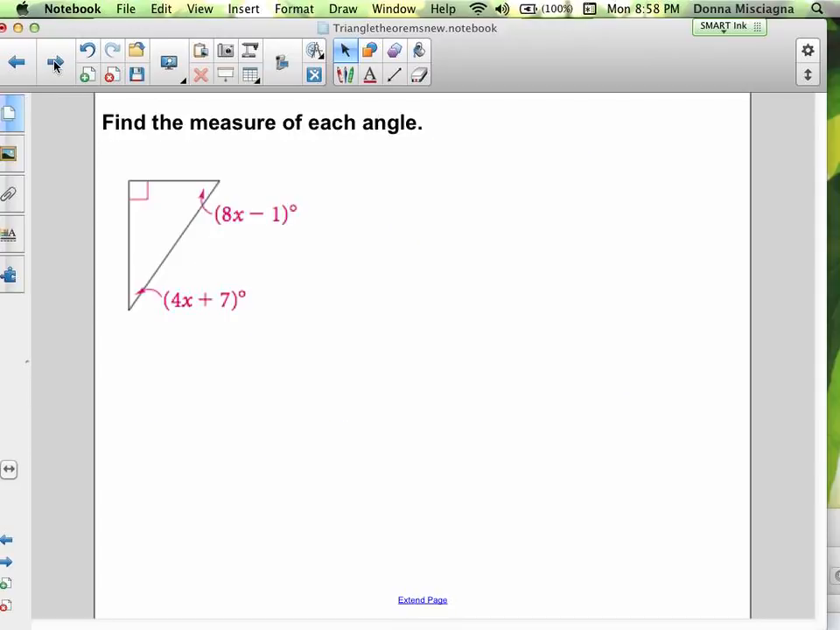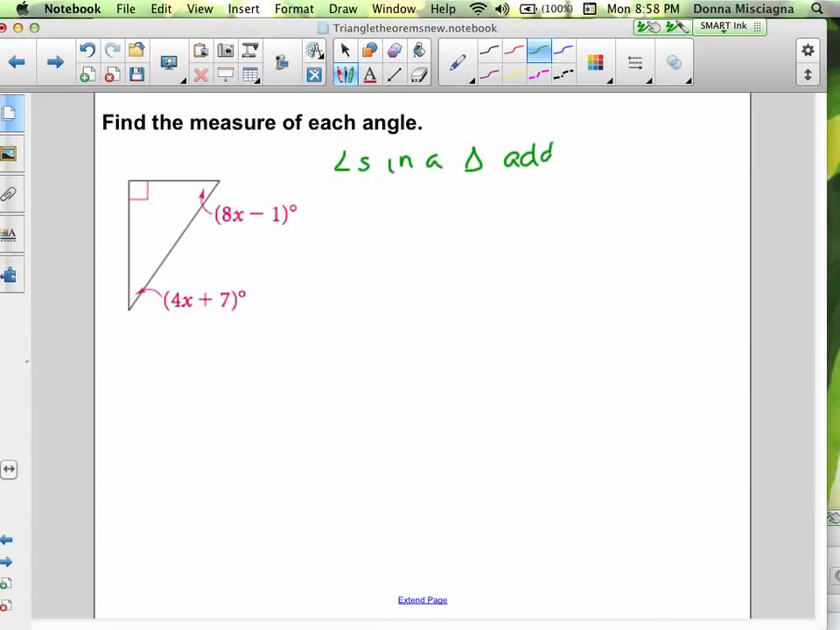All right, find the measures of each angle. All right, we'll add those up. We know that the angles in a triangle add to 180 degrees. So we have 4x plus 7 plus 8x minus 1 plus 90 degrees. That's a 90-degree angle. They're going to add up to 180.